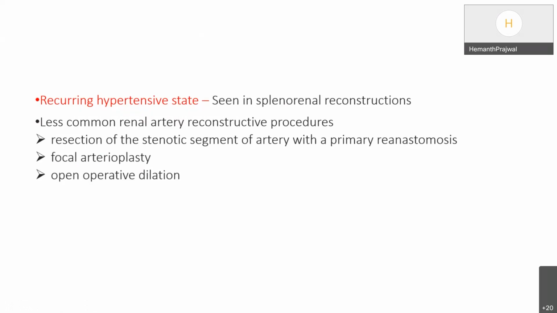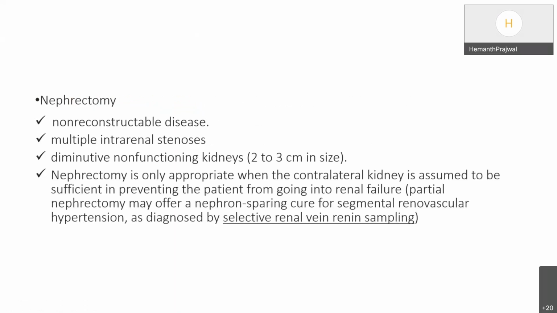The less common reconstructive procedures used are resection of the stenotic segment of the artery with a primary anastomosis, focal arterioplasty, and open operative dilatations, which are usually not done nowadays. Nephrectomy can also be an option in these patients in cases of non-reconstructible disease, multiple intrarenal stenosis not amenable to repair, and diminutive non-functioning kidneys 2 to 3 centimeters in size. Nephrectomy is only appropriate when the contralateral kidney is assumed to be sufficient in preventing the child from going into renal failure.